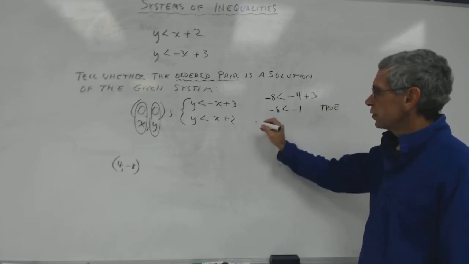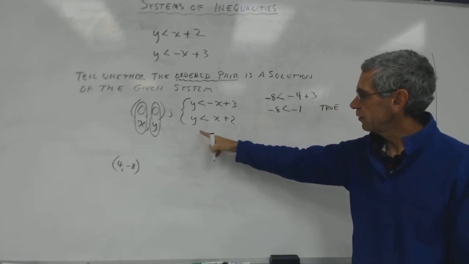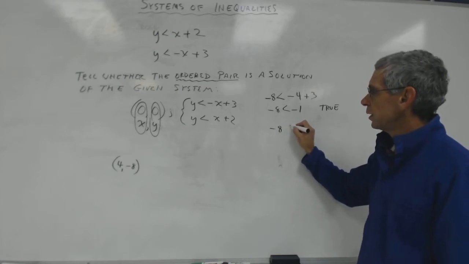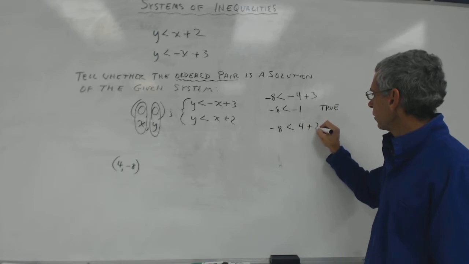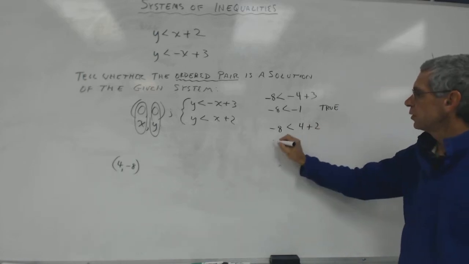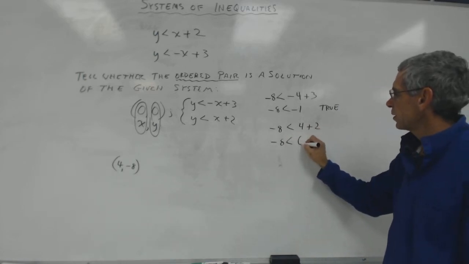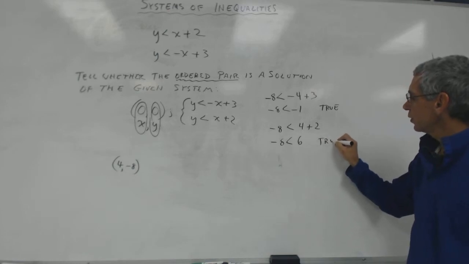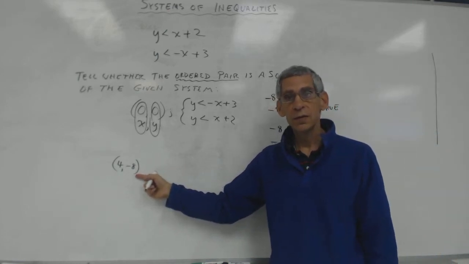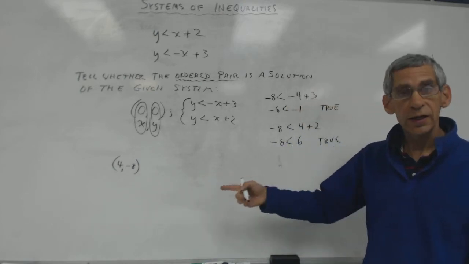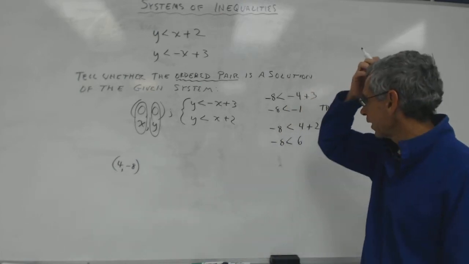Okay, good. Now let's try this one. Negative 8 is less than 4 plus 2. Is that true? So negative 8 is less than 6. That's also true. So yes, that's also a solution to the system. Okay? But now let's see if I can do one that doesn't work.